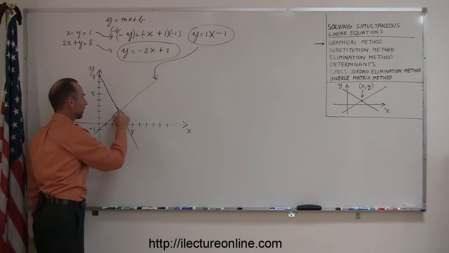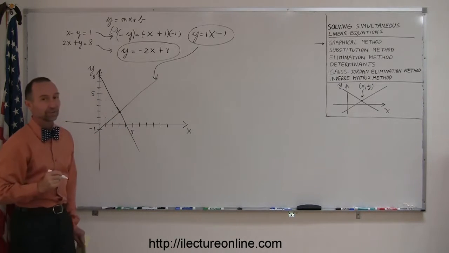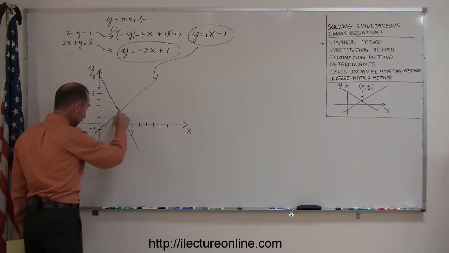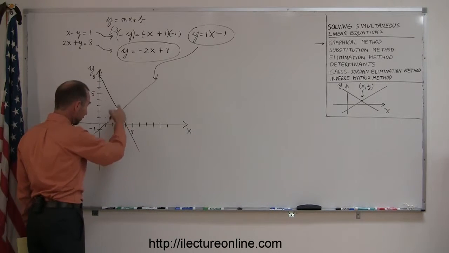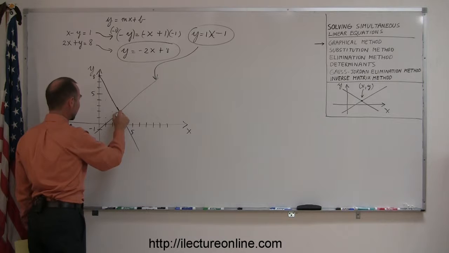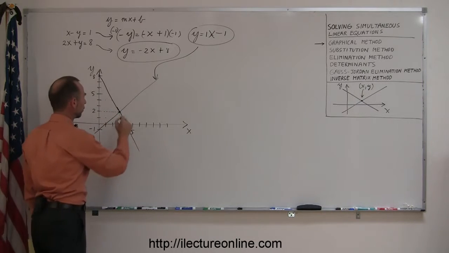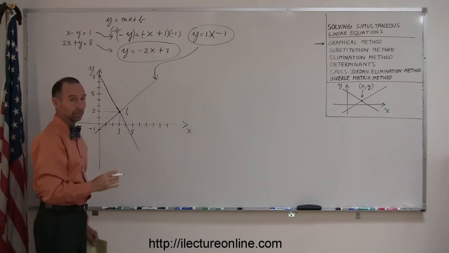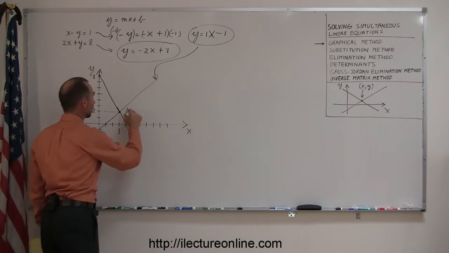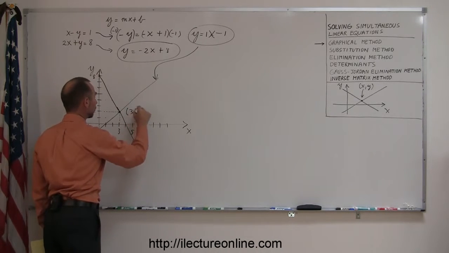And notice I found the place where the 2 lines cross. Now, if I come down here, I can see that the x value of that point is 3. If I go across this way, I can see that my y value of that point is 2. So the solution to these 2 equations is 3 for x and 2 for y.